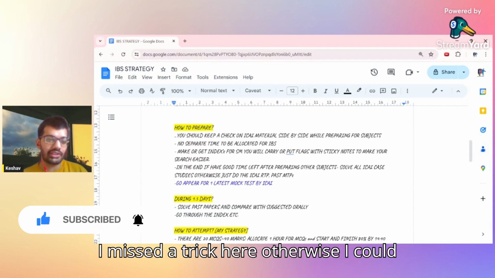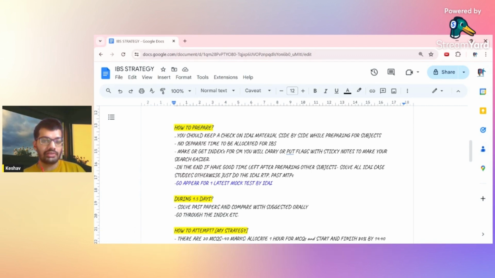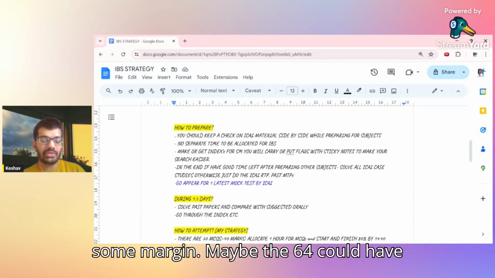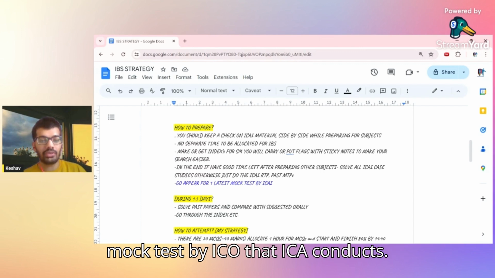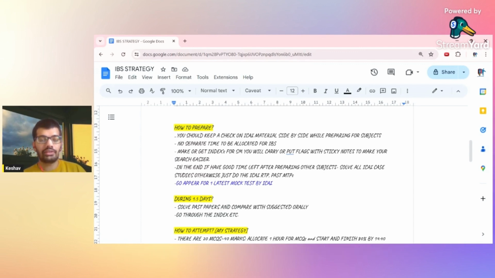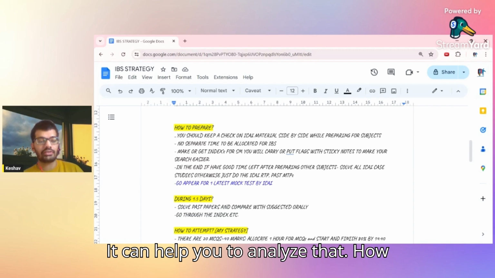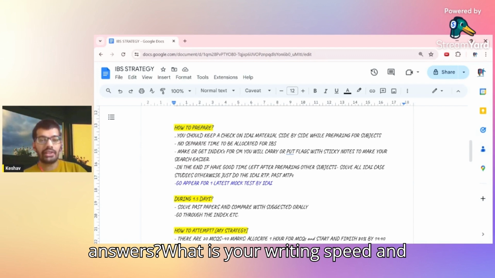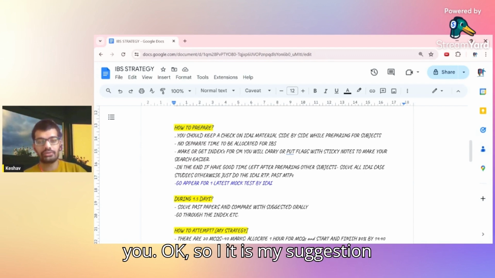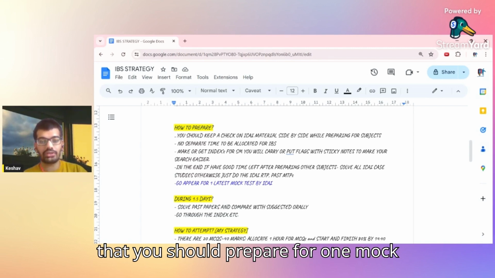I think I missed a trick here. Otherwise, I could have increased my marks by some margin. Maybe the 64 could have turned into 75. Go and appear for one latest mock test by ICAI. It can help you analyze how much time you are taking for searching the answers, what your writing speed is and all that. So it will be a good track for you. Okay, so it is my suggestion that you should appear for one mock test by ICAI.